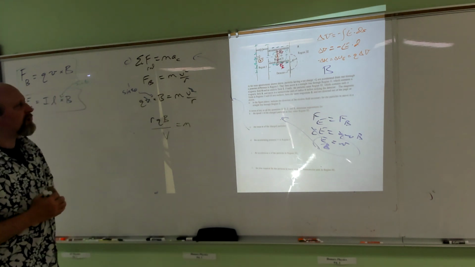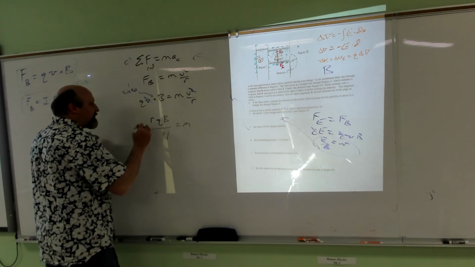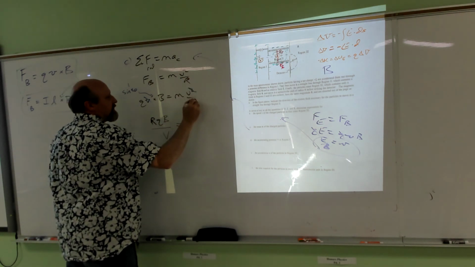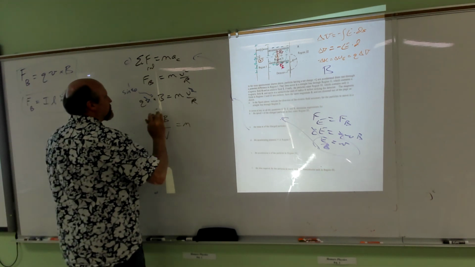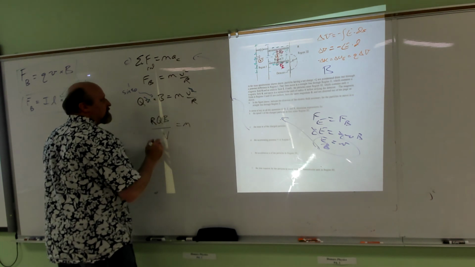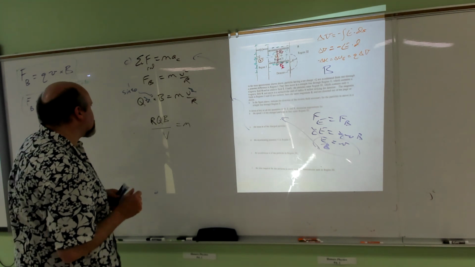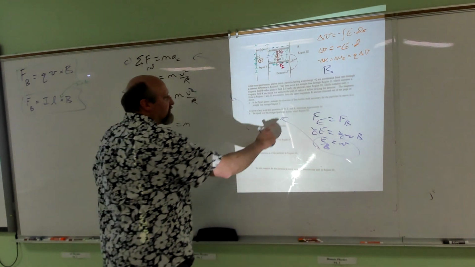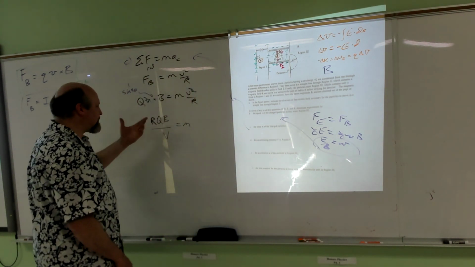Hey, are we done? Well, I should be using their variables. They called the radius big R, so I better call this big R. I might just go back and fix that. Q, they called it big Q. So I'm going to use their notation. And I am not allowed to have V in my answer. I'm allowed to have Q, B, E, and R.